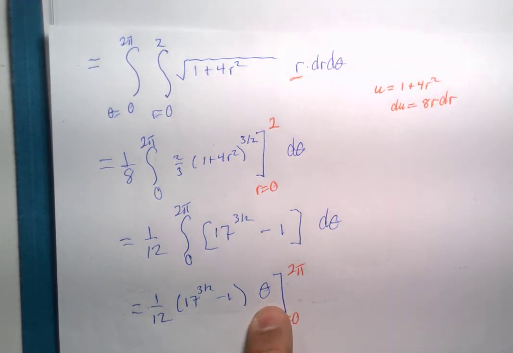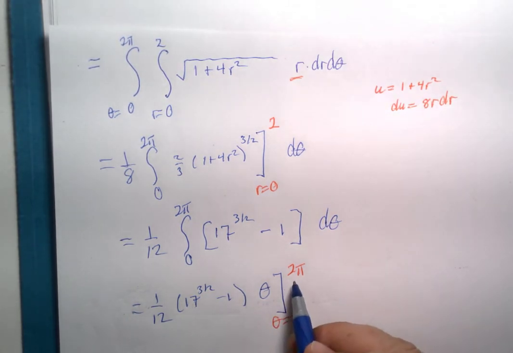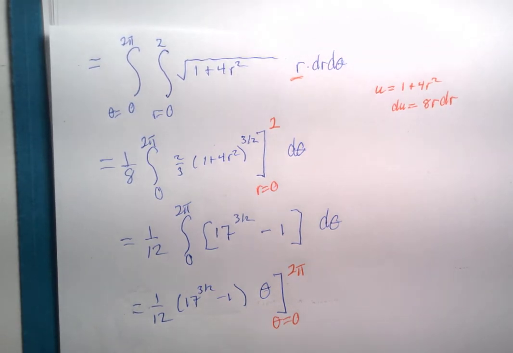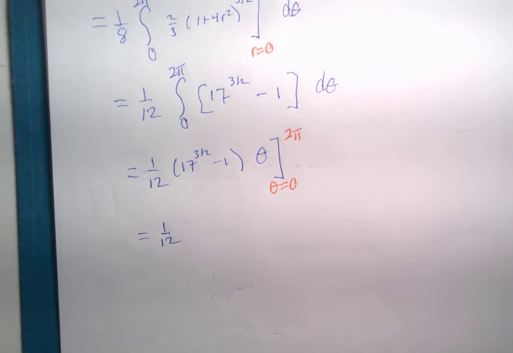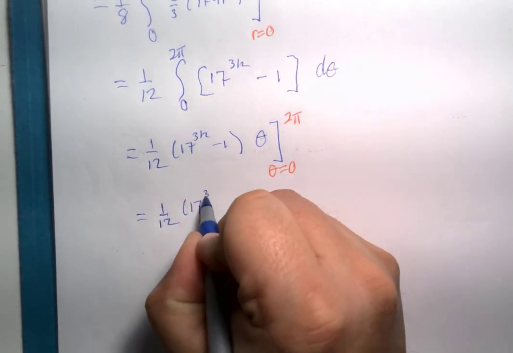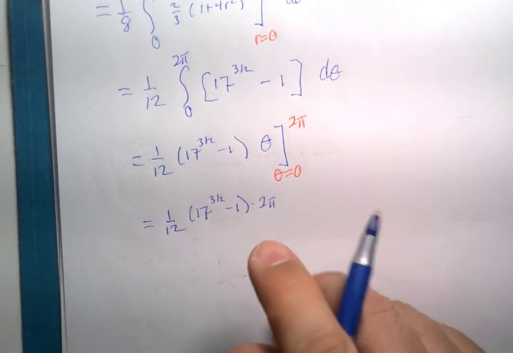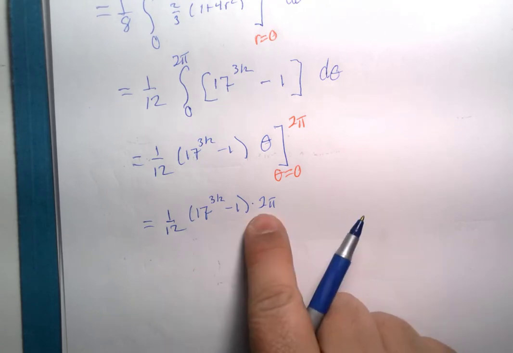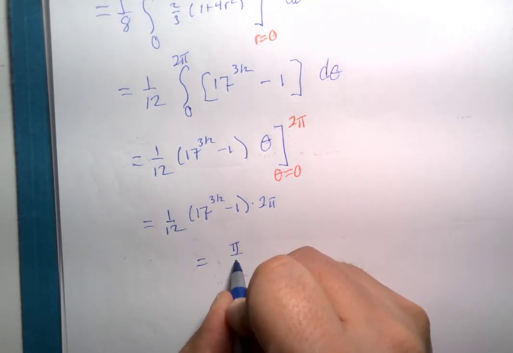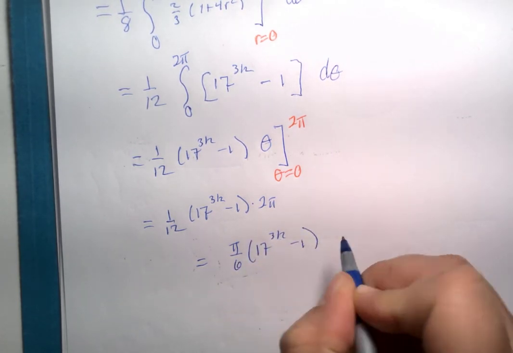Now if theta is 0, I get 0. But if theta is 2 pi, I get something more, and that's a 2 pi. So I don't know, how shall I write it? Let's write it a little bit farther up the screen. 17 to the 3 halves minus 1 multiplied by 2 pi. And it does reduce. I mean, 2 over 12 is 1/6. Pi over 6 multiplied by 17 to the 3 halves minus 1.